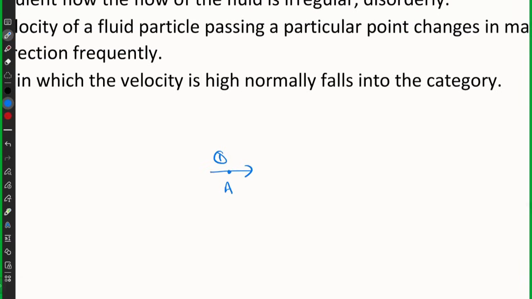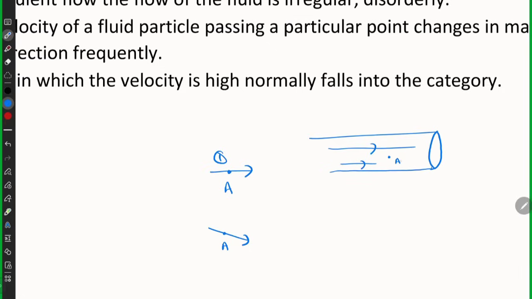Let's say we consider the second molecule. That second molecule is going to have a different direction. Same point, right? So all these fluid molecules are going to the same point of interest. For example, think of a tube, and think of the movement of a fluid in the tube and mark a particular point A. Now, if ever the motion is turbulent, what happens?